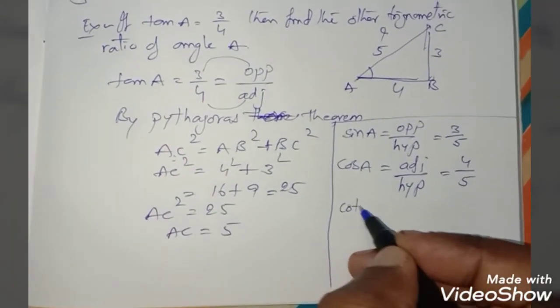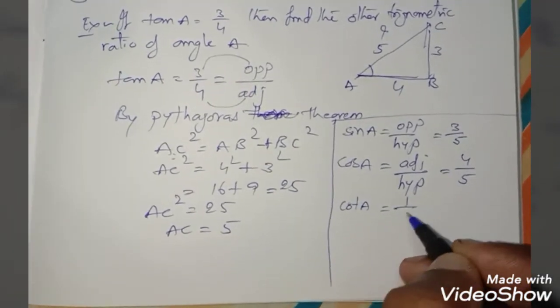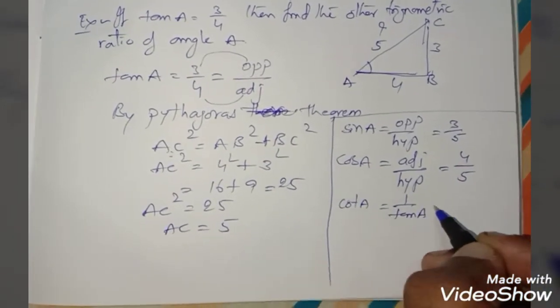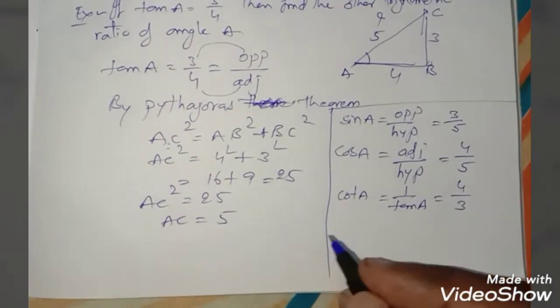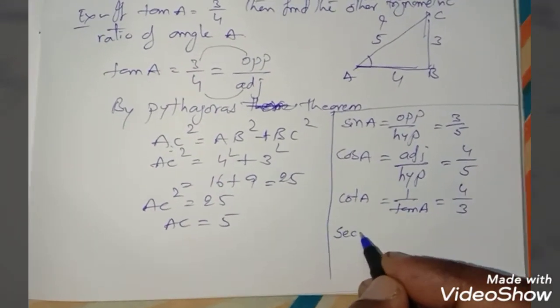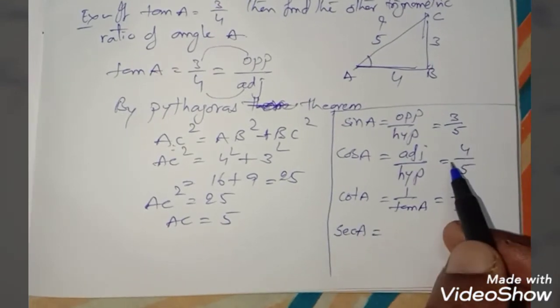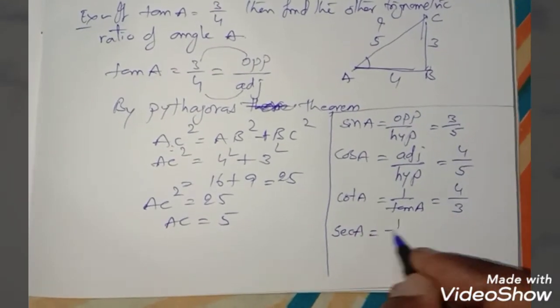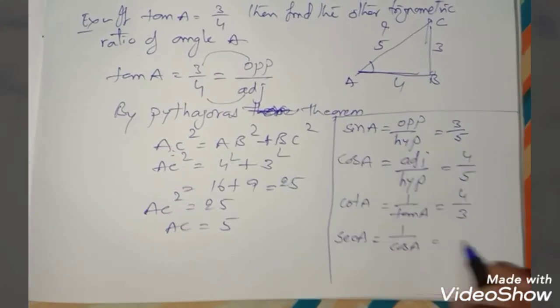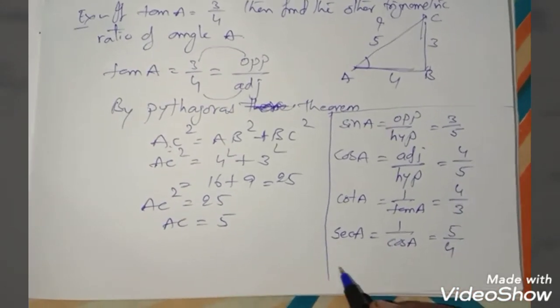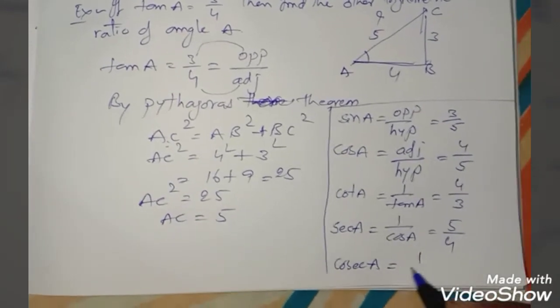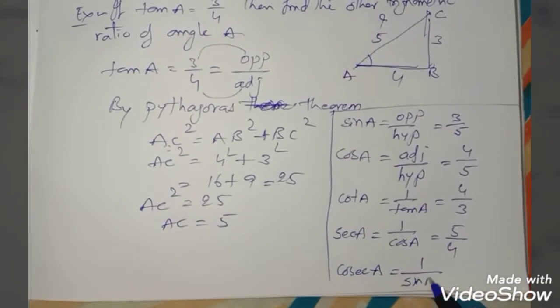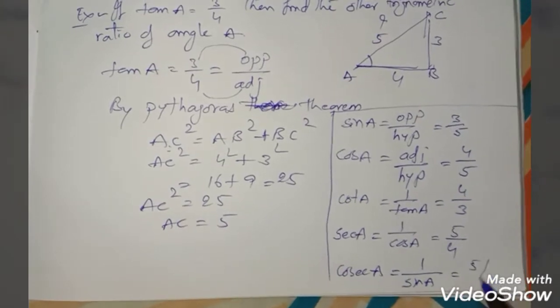Next value is cot. So cot A is nothing but 1 by tan. Means multiplicative inverse of tan. Already we have learned in a definition. That is 4 by 3. Next secant. Secant A is nothing but multiplicative inverse of cos. That is 1 by cos A. Is nothing but 5 by 4. And your last one is cosecant A. So cosecant A is nothing but multiplicative inverse of sine. That is 1 by sine A, which is equal to 5 by 3.